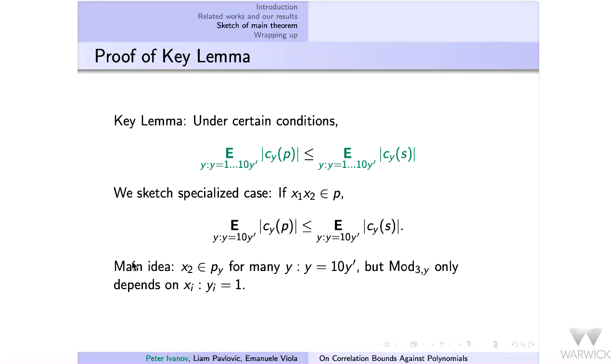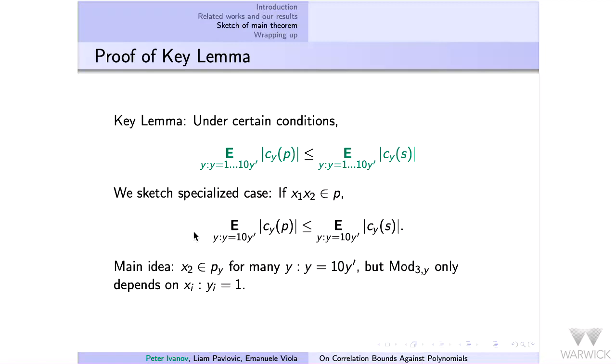All right, so now I'll go over a sketch, or try to convey at least the main ideas behind the key lemma. And we'll do a simpler case, but I guess there's some more logic and some more annoying technical details to do in the general case, but for this case, it's a little simpler. So we can show this inequality whenever x1, x2, the quadratic term appears in P.